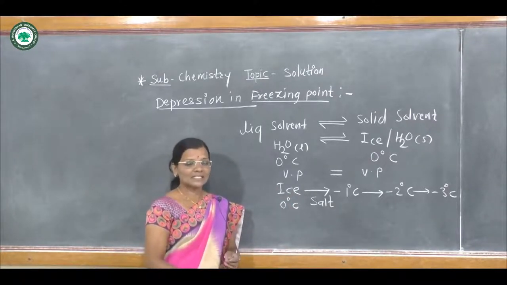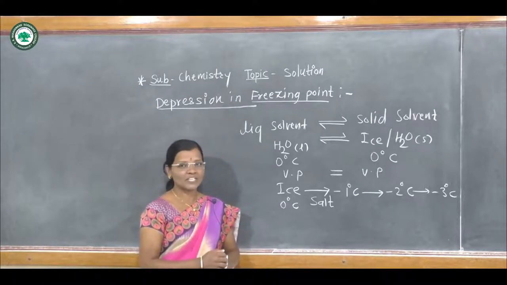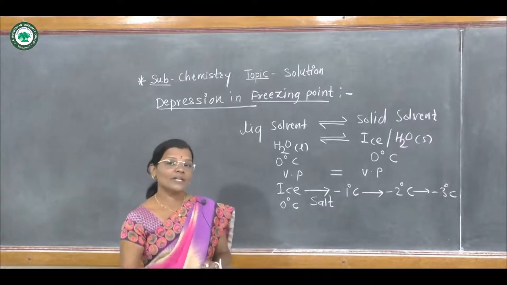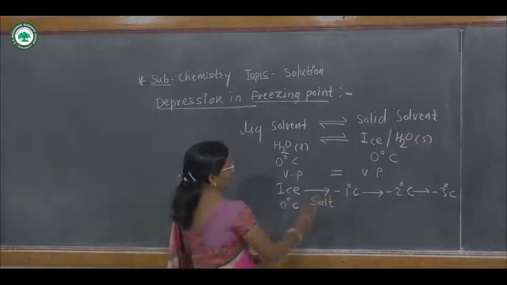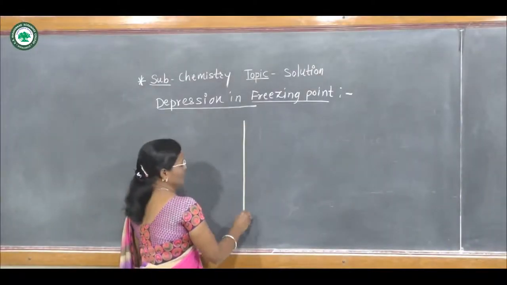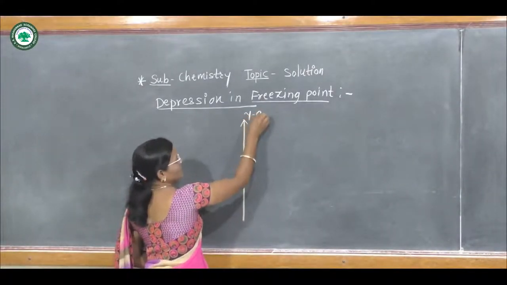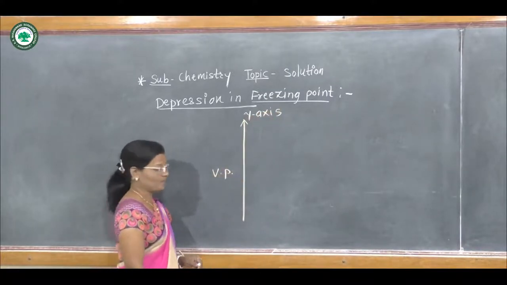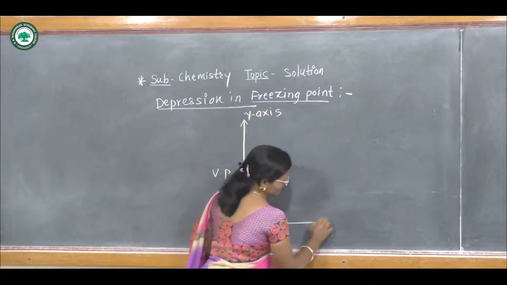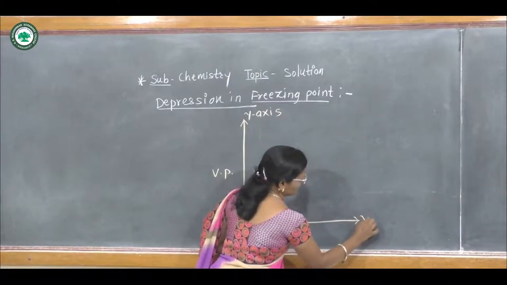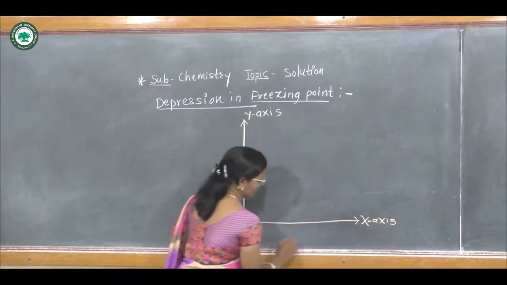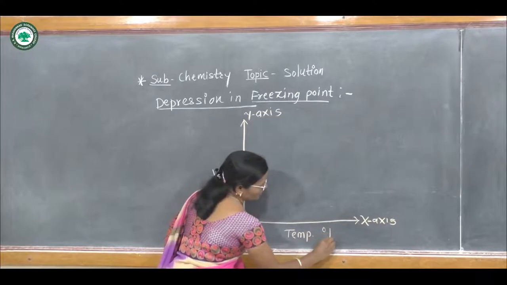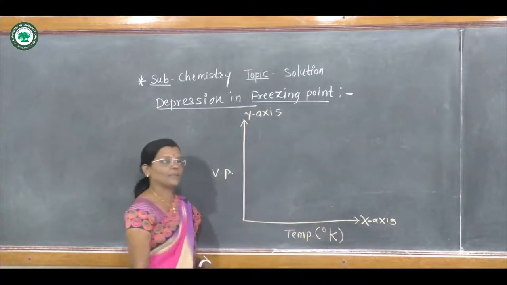Now we can illustrate this by using a graphical representation. For example, consider the graph of vapor pressure versus temperature. Consider on the y-axis the vapor pressure term, and on the x-axis the temperature in terms of degree Kelvin.